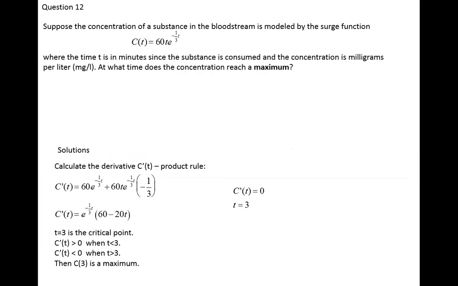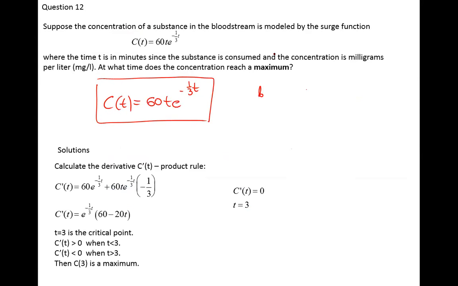Oh no, I didn't want you to see the solutions. I wanted to solve it for you. But okay, let's see. Suppose that the concentration of a substance in the bloodstream is modeled by the surge function. Excellent, we do have a function: C of t equals 60 times t times e to the negative 1/3 t. We can see the quantity b is 1/3. That's what I wanted to point out.